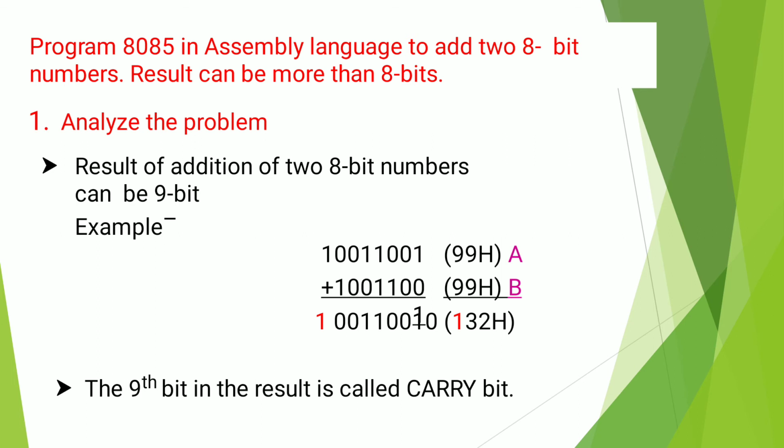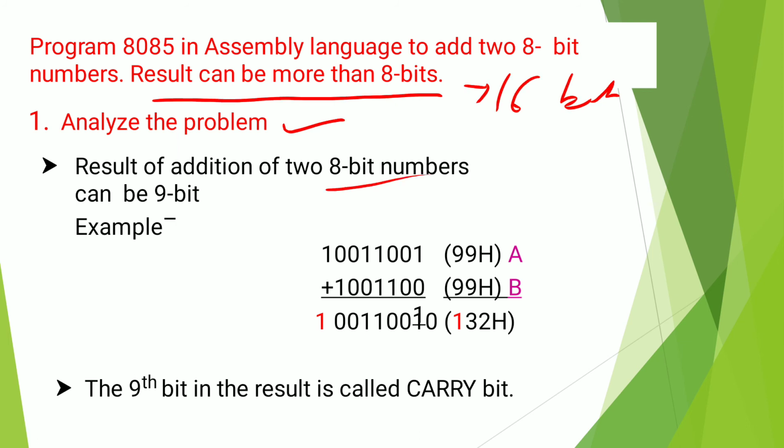Now the second program. Write an assembly language program to add two 8-bit numbers where the result can be more than 8-bit, which means the result is 16-bit. So the first step is to analyze the program. The result of addition of two 8-bit numbers is more than 8-bit. More than 8-bit means a carry is generated.